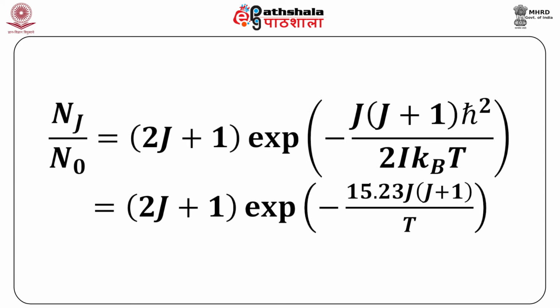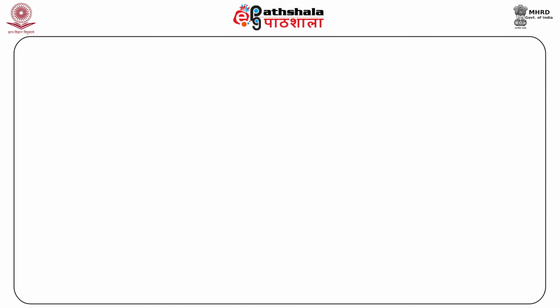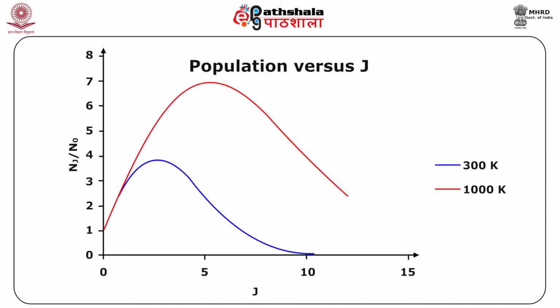So, what you find is Nj by N0 is equal to 2J plus 1 exponential. You put in the value and you can plot the graph, and you find that it goes through a maximum at a lower value of J at the lower temperature, but it goes to a maximum at a higher value of J at a higher temperature, as we had already discovered before.